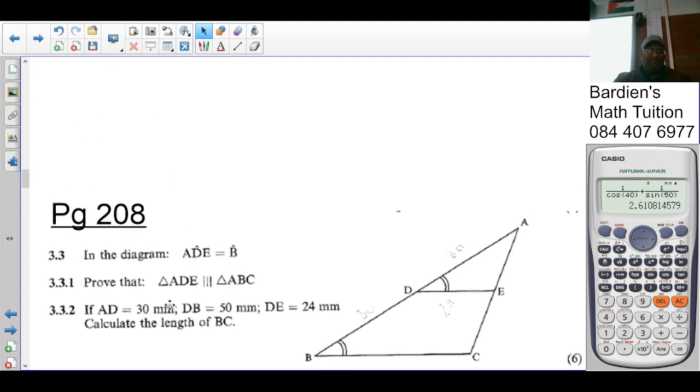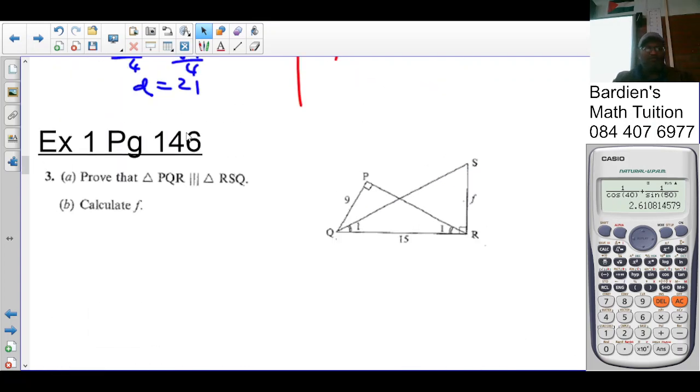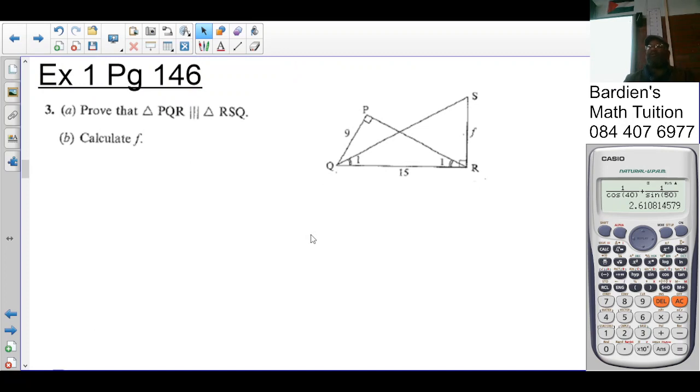And I gave you number 3 from an exam paper at the end of the book, which is on page 208. I'm going to do both for you, and then we'll start with our congruency today as well.